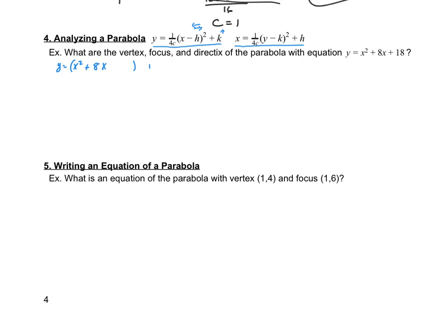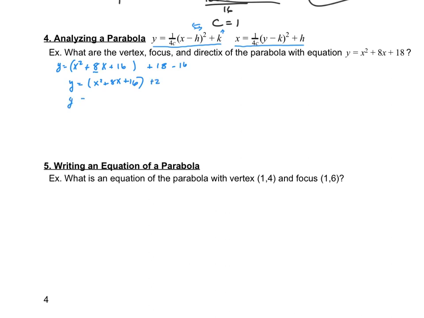If I complete the square, I take half of b and square it. b here is 8, half of that is 4, and 4 squared is 16. Now, I can't just add 16 to this equation. I need to make sure that I'm adding the value of 0. So if I add 16, I also need to subtract 16. Now I can find that y is equal to x squared plus 8x plus 16, and then of course plus 2.